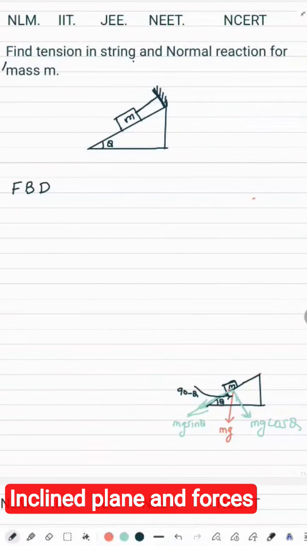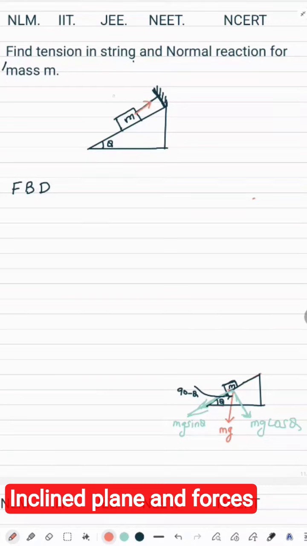Hello students, let us discuss one problem when a system is at equilibrium and we need to find out tension in string and normal reaction for the mass. Now let us first understand what are the forces acting on it. The very first force is a tension, which I told you how to recognize. It's like sitting on a mass and open an umbrella.